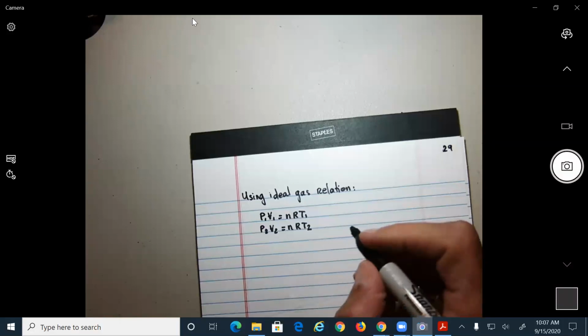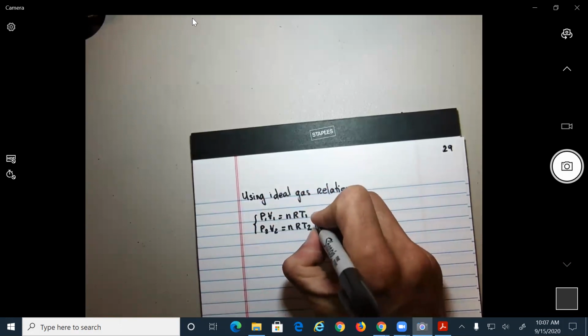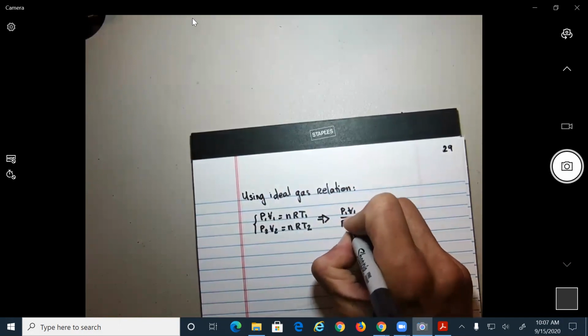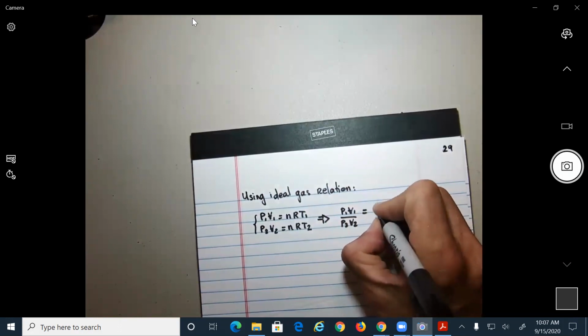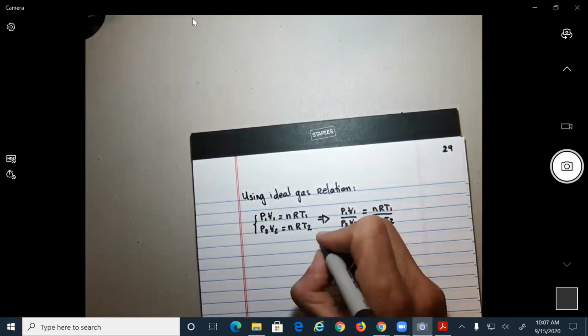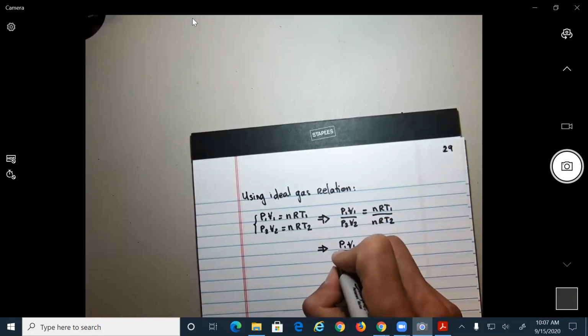So let's see over here. We know P1, T1, P2, T2. Okay, so I think here we could write, from these two relations, that P1 V1 divided by P2 V2 will be equal to what? nRT1 divided by nRT2. We just get P1 V1 divided by P2 V2 equal to T1 over T2.